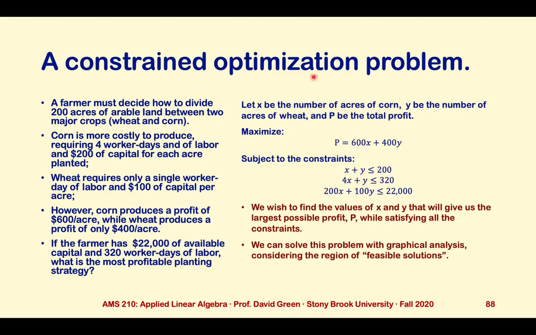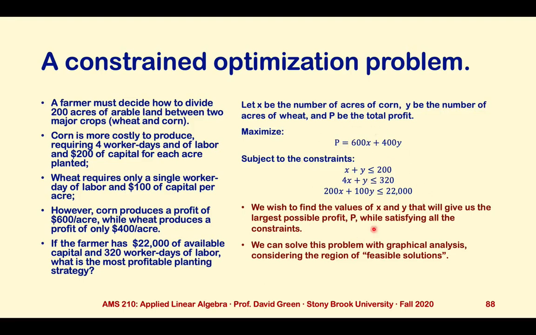So we might summarize the problem. If x is the number of acres of corn and y is the number of acres of wheat, since I have it correct here, and p the total profit, we want to maximize p equals 600x plus 400y, subject to the constraints that x plus y is less than or equal to 200, 4x plus y is less than or equal to 320, and 200x plus 100y has to be less than or equal to 22,000. What do we really want to do? We want to find the values of x and y that make the profit the biggest while still solving this problem.